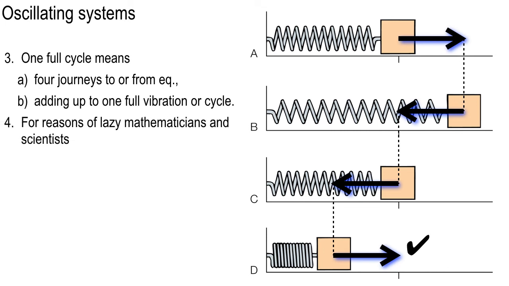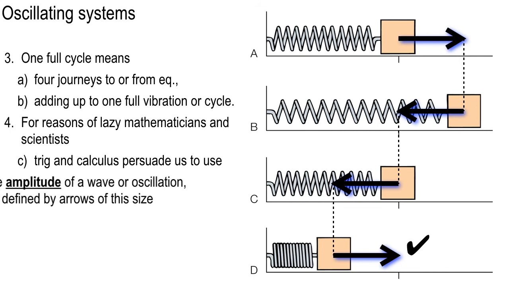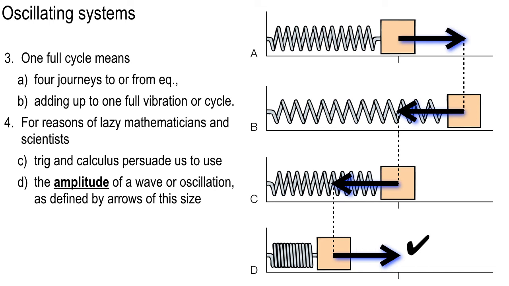Now, I'm going to give you a little concept here that is basically derived from the laziness of mathematicians and scientists who like to keep things as easy and simple as they can. And so after doing lots of trig and calculus, it turns out that the easiest way to talk about oscillatory systems is amplitude. The amplitude is basically the distance from equilibrium out to maximum extension, or from equilibrium to maximum compression. Any of those four arrows, though their directions are different, are the same length. That length of each arrow is the amplitude of the oscillation. All right, so write that word down as a vocabulary term, and it's actually pretty important.